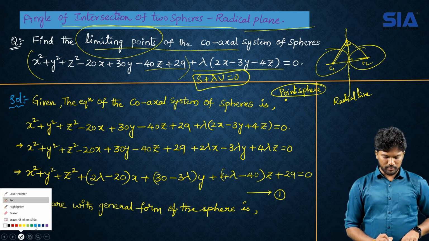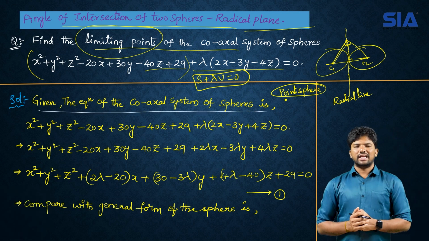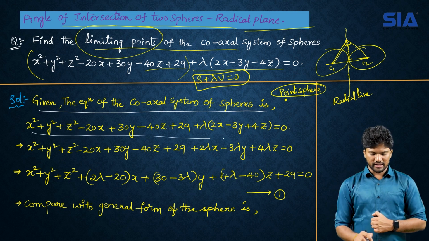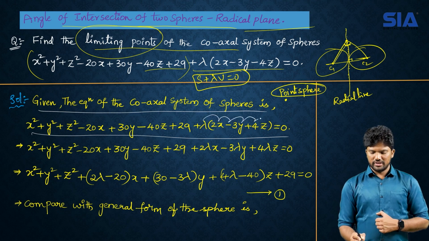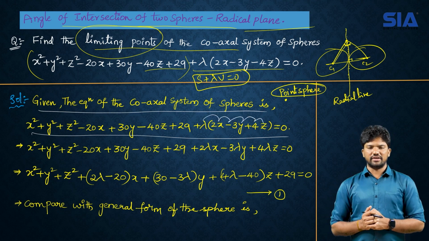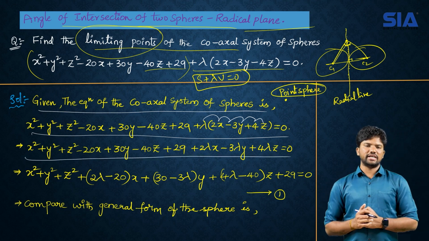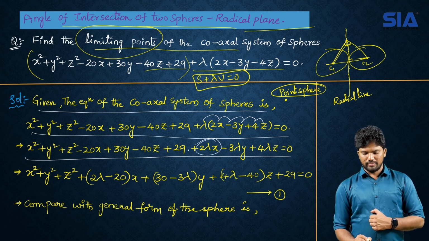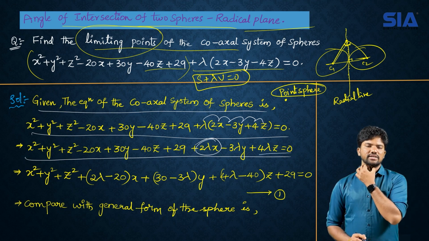Very important problem and a very easy problem. The given equation of the coaxial system of the spheres, I am writing again, multiplying lambda with each and every term of the plane: x square plus y square plus z square minus 20x plus 30y minus 40z plus 29 plus 2 lambda x minus 3 lambda y plus 4 lambda z is equal to 0.